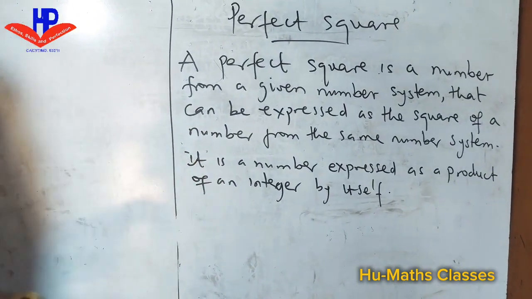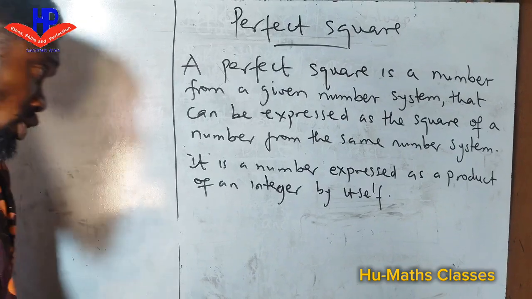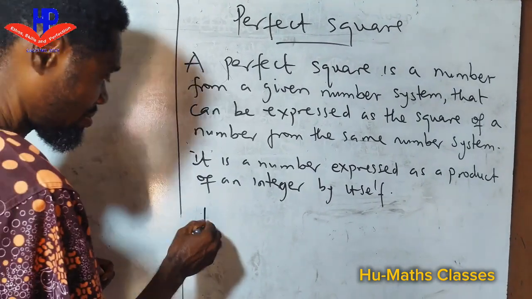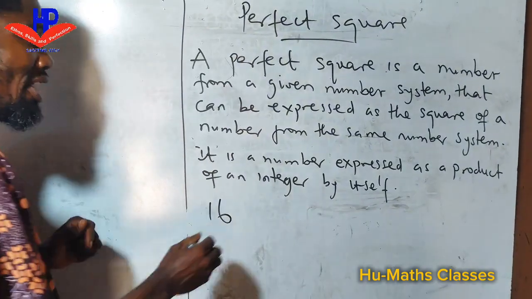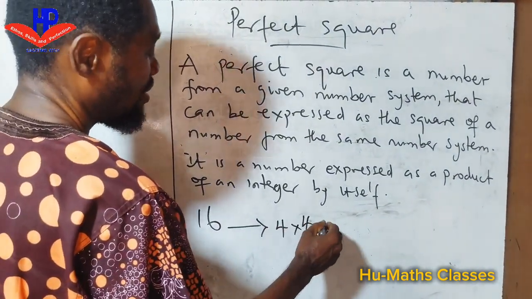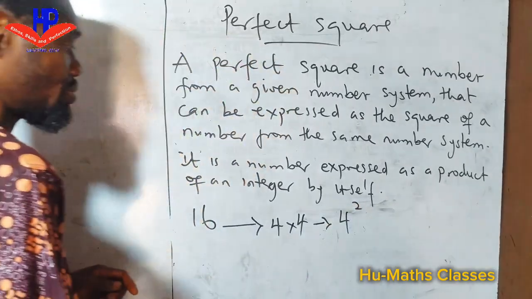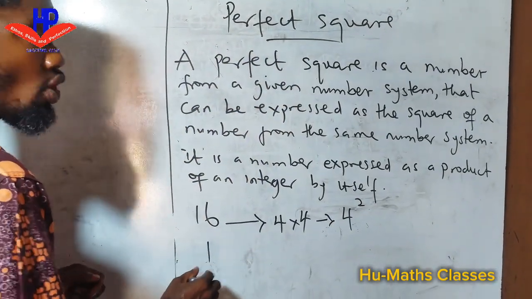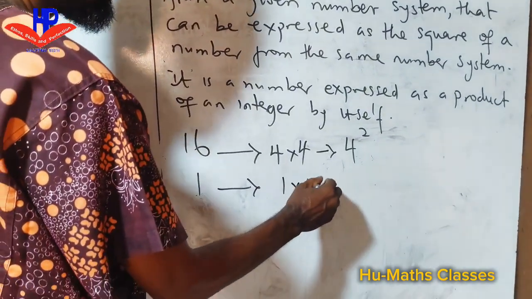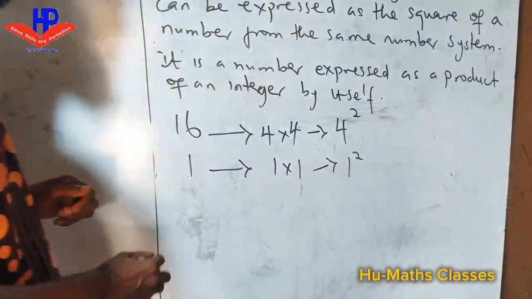So a perfect square is a number expressed as a product of an integer by itself. So 16 is a perfect square. Why? Because 16 is expressed as 4 times 4, and that will give us 4 raised to power 2. 1 is also a perfect square. Why? Because 1 times 1 will still give us a result raised to power 2.